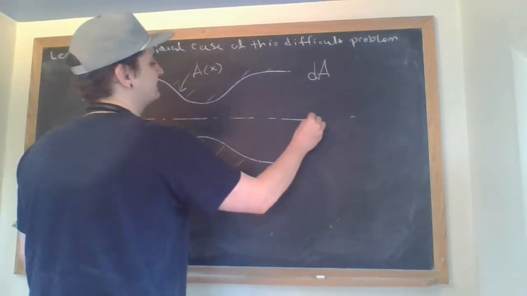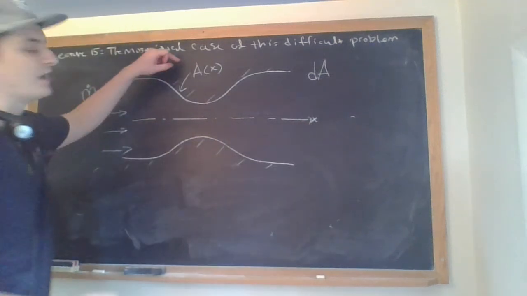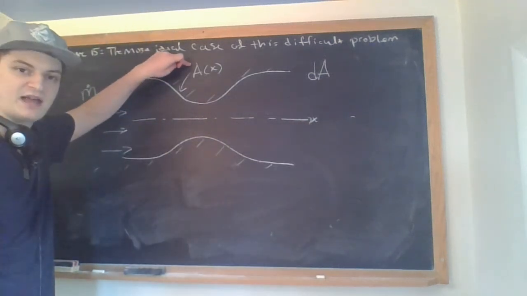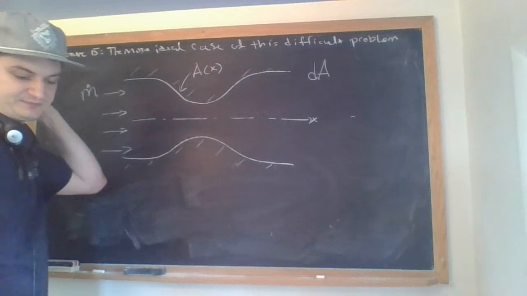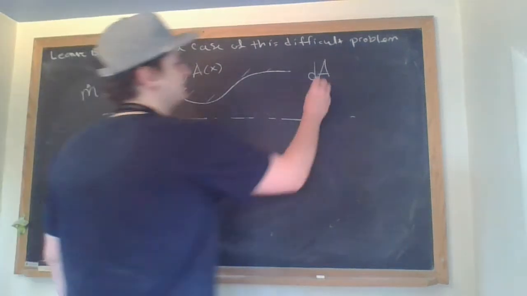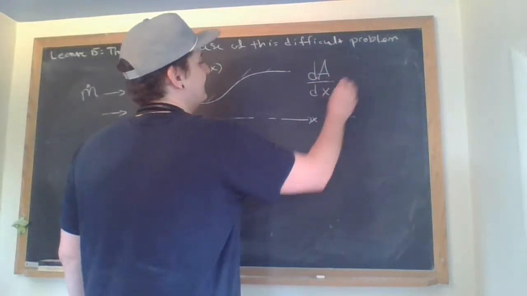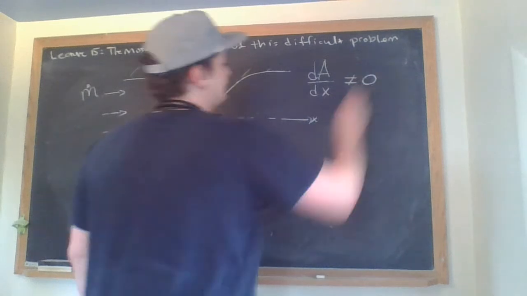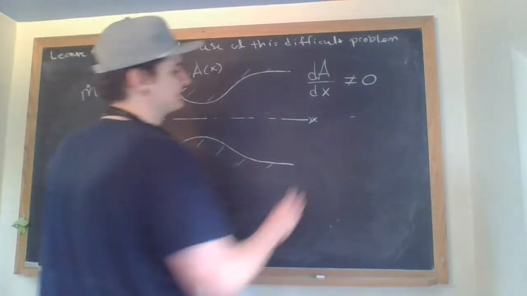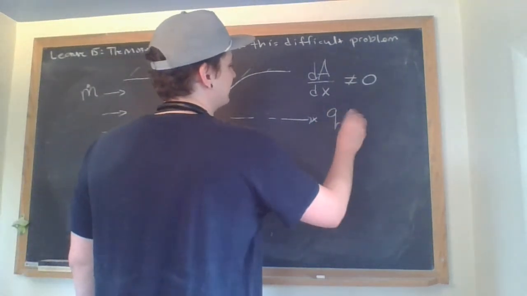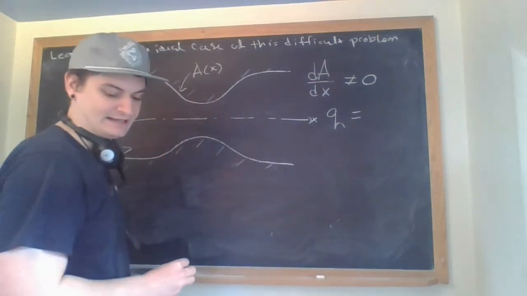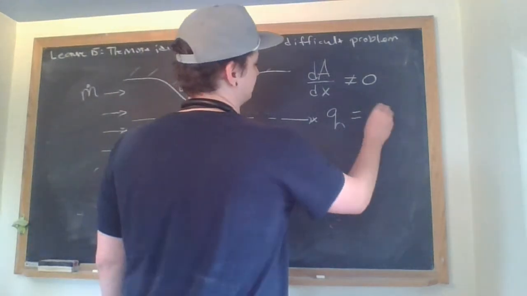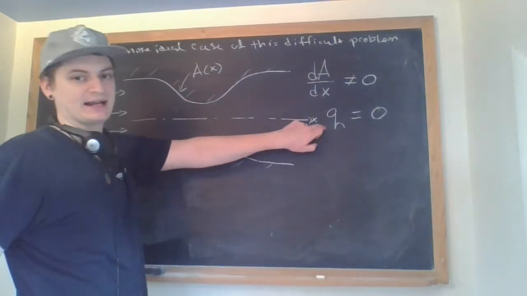notice here now, if this is the x coordinate, that area changes as a function of x for this type of situation. So the situation here is that dA/dx is definitely not zero. And then assumptions we can also make is negligible heat transfer. So that's adiabatic.